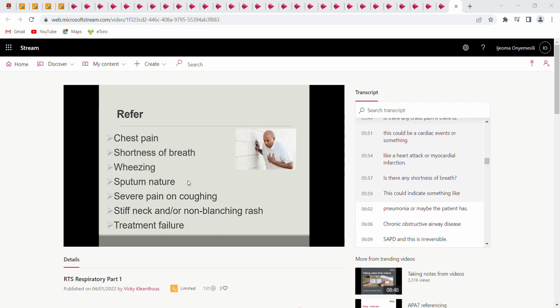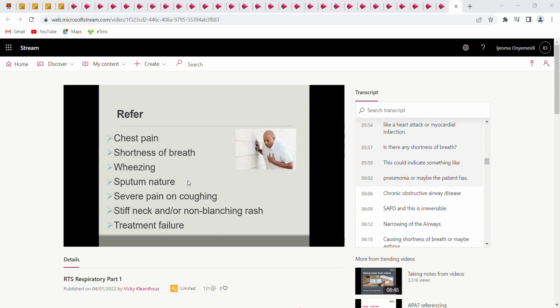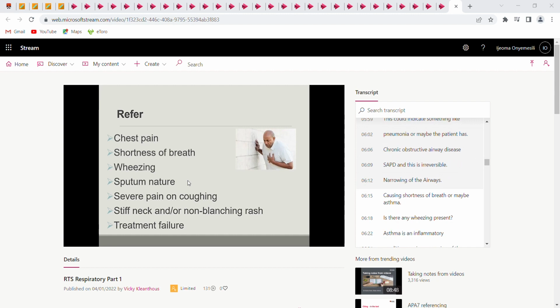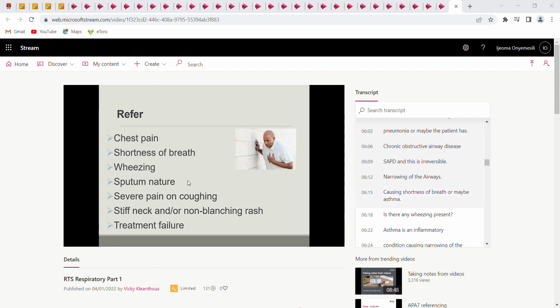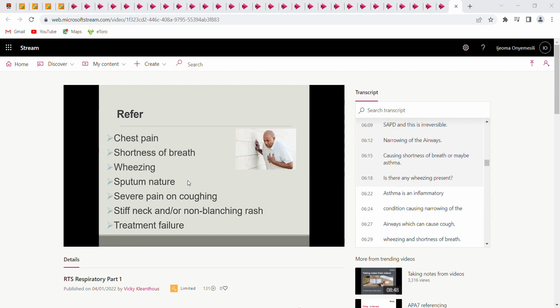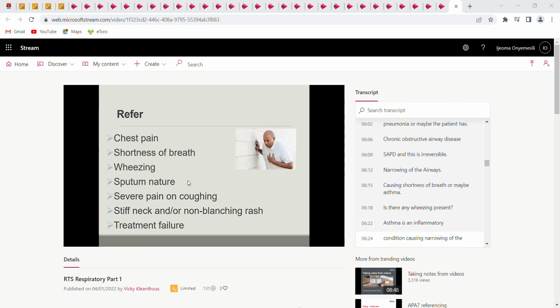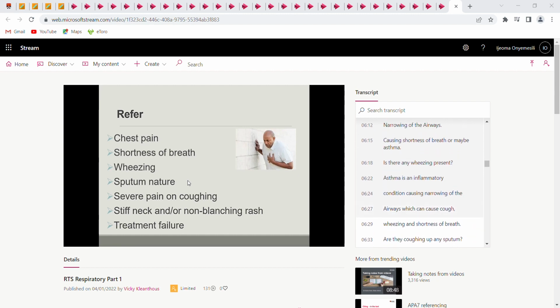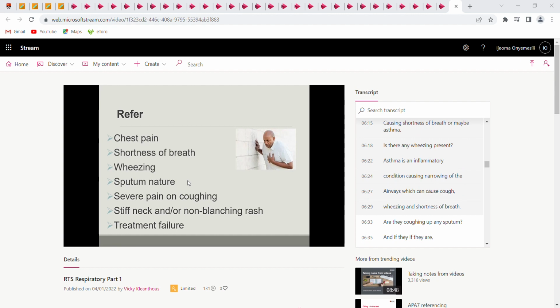This could indicate something like pneumonia, or maybe the patient has chronic obstructive airway disease, COPD, and this is irreversible narrowing of the airways, causing shortness of breath, or maybe asthma. Is there any wheezing present? Asthma is an inflammatory condition causing narrowing of the airways, which can cause cough, wheezing, and shortness of breath.